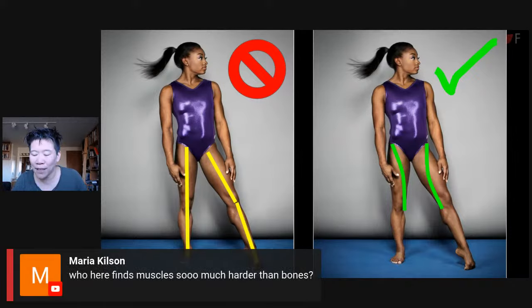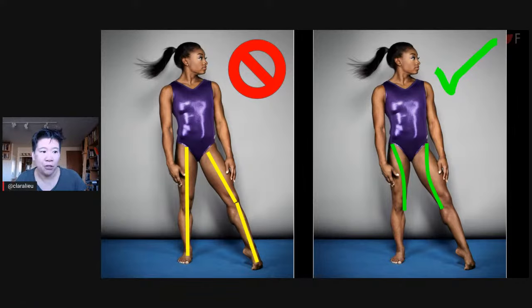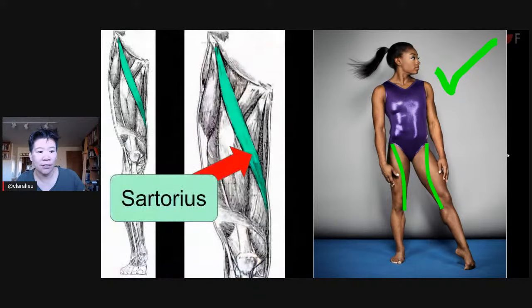Maria says, who here finds muscles so much harder than bones? Oh, they're much harder. I think what's going to help you is I'm going to show you which bones are the origin of the muscles. Once you know that, it ends up becoming connect the dots. You find one bone, it's going to connect you to another bone, which is going to connect two different muscles. That's why the bony landmarks are so important. If you don't have the bones, you're not going to find the muscles. There's no hope in getting the muscles.